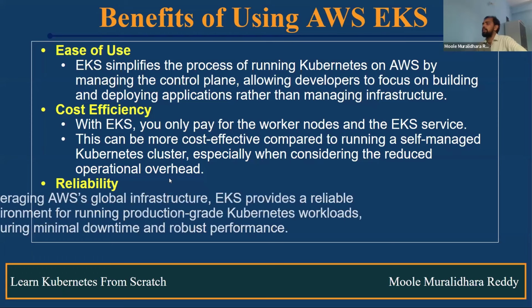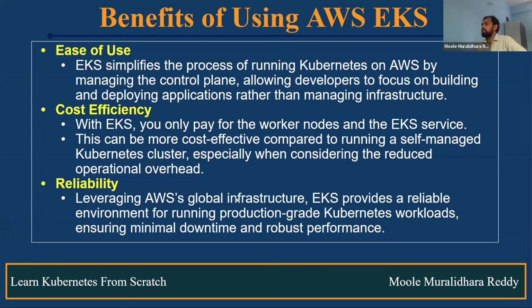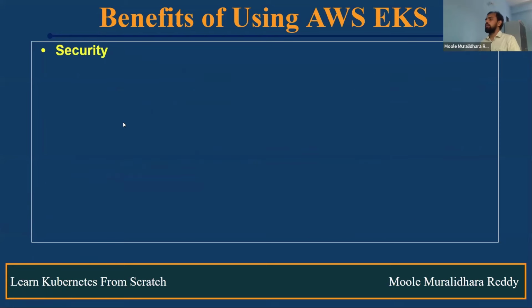And reliability: leveraging AWS global infrastructure, EKS provides a reliable environment for running production-grade Kubernetes workloads, ensuring minimal downtime and robust performance as well. Understand that these are some of the benefits of using AWS EKS: ease of use, cost efficiency, and reliability. And there are other benefits also.